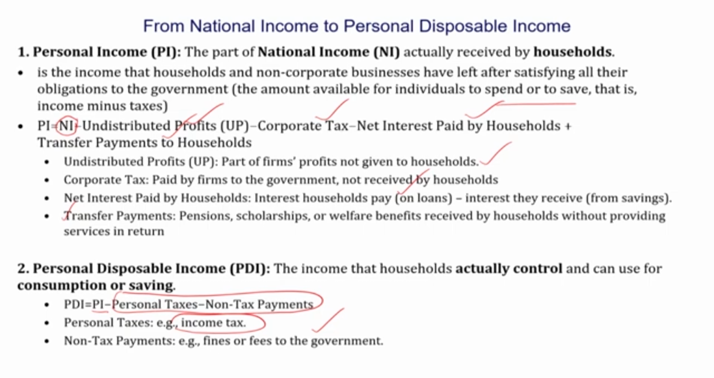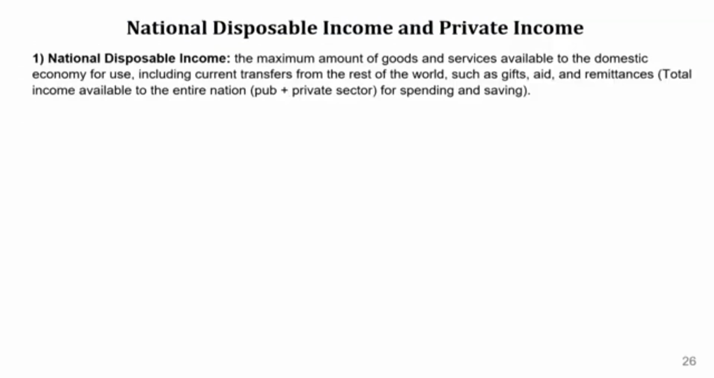That means either consume or save. Now let's get into another related concept, just to distinguish between national disposable income and national private income. Coming to national disposable income, we already defined it. That is the maximum amount of goods and services available to the domestic economy for use, including current transfers from the rest of the world, such as gifts, aid and remittance.